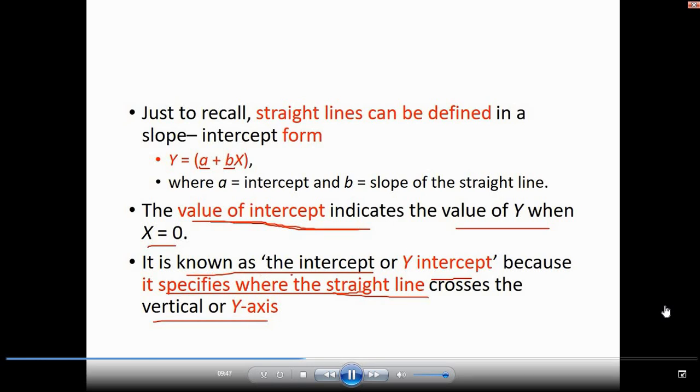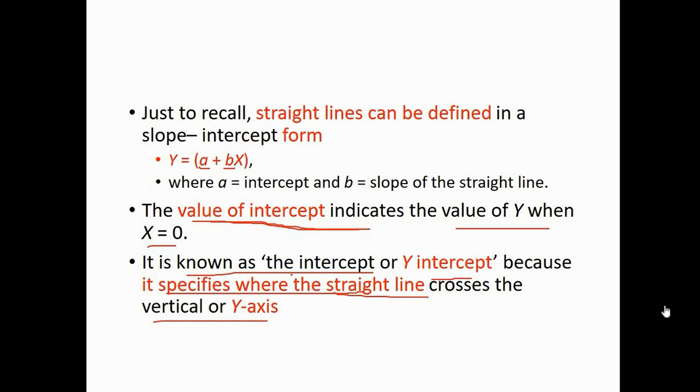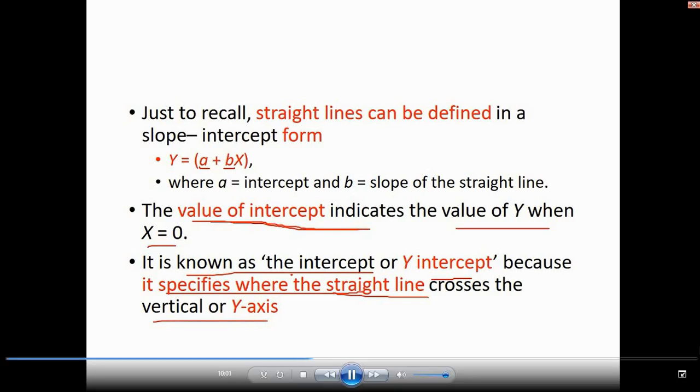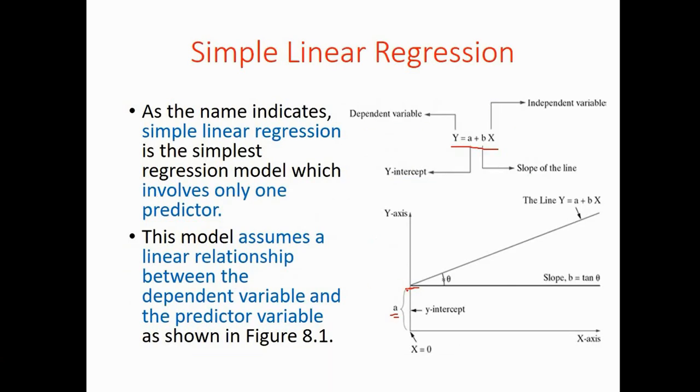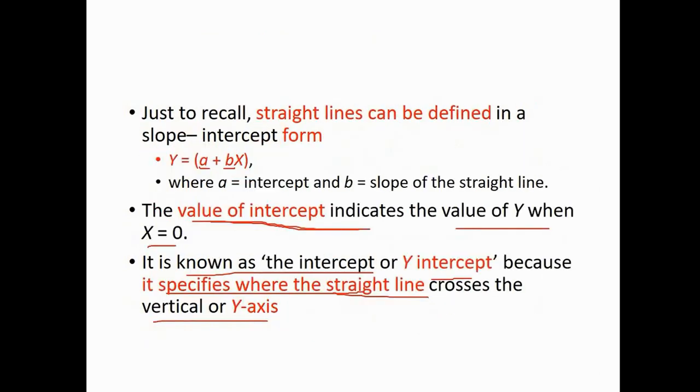It is known as the intercept or y-intercept because it specifies where the straight line crosses the vertical or y-axis, as we see in this diagram. So this specifies where it crosses the y-axis.